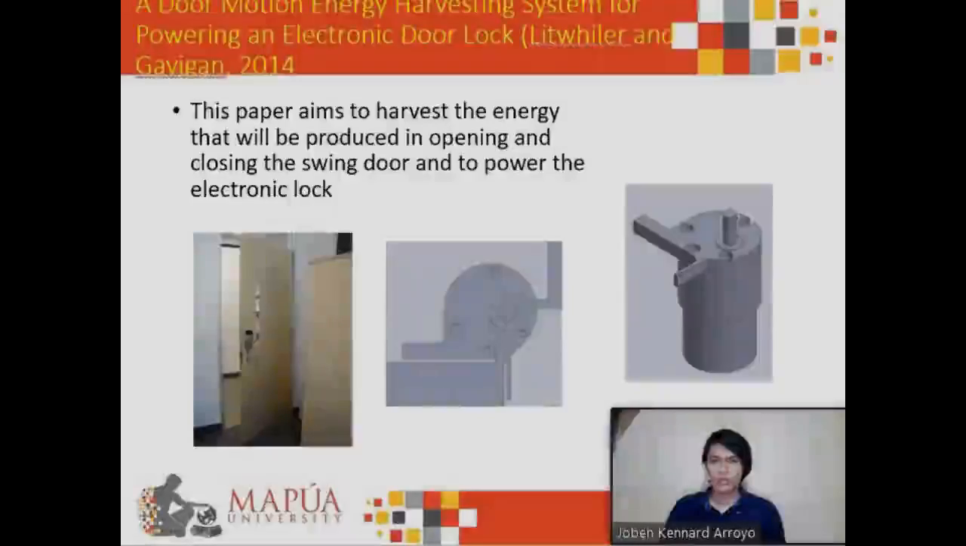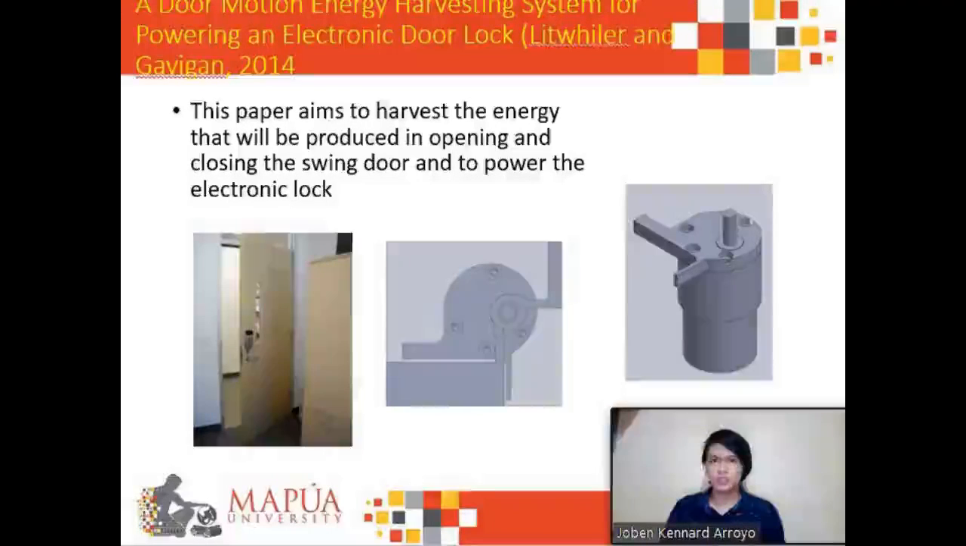To continue with the discussion of related literature, we have a study called a door motion energy harvesting system for powering an electronic door lock by Litwiler and Gavigan from 2014. In this paper, the researchers aim to harvest the energy that will be produced in opening and closing the swing door and to power the electronic lock.